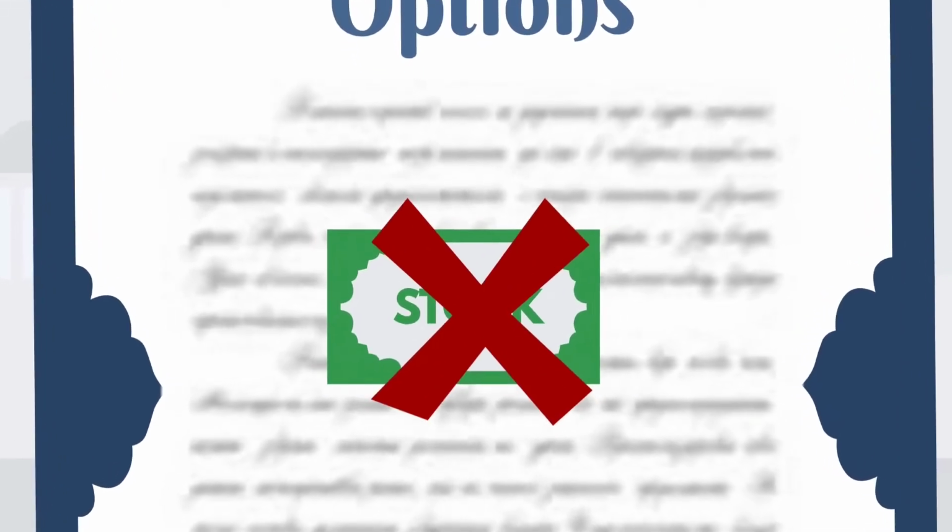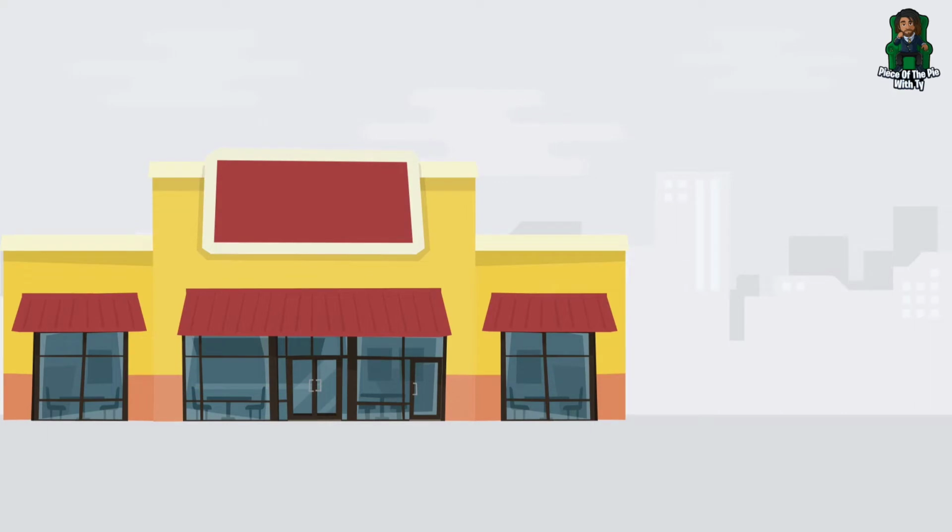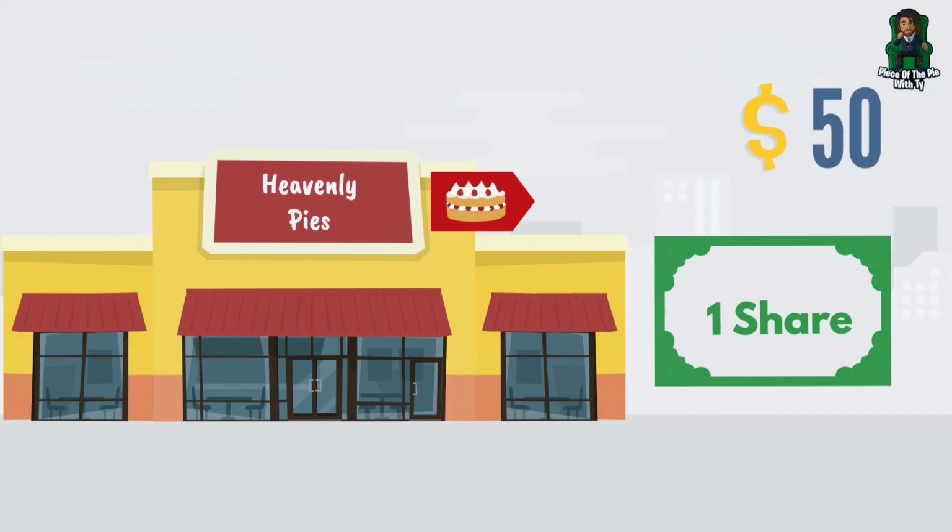Unlike a stock, when you buy an option agreement, you're not purchasing the security itself. Instead, you're buying a contract that gives you the right to buy or sell a security at a certain price before a certain date. Consider this example. Presume there's a bakery chain called Heavenly Pies Bakery. Heavenly Pies stock is currently trading at $50 a share.